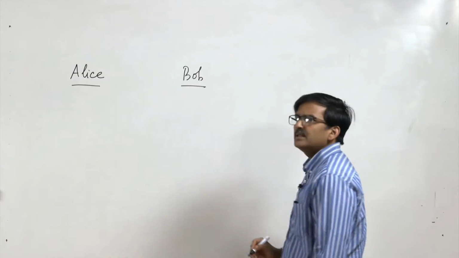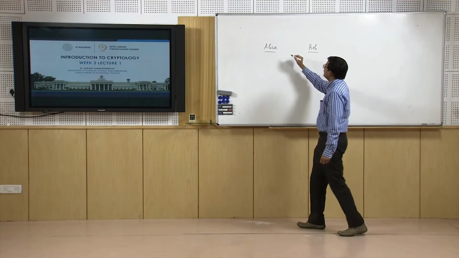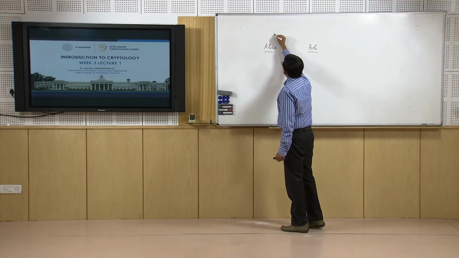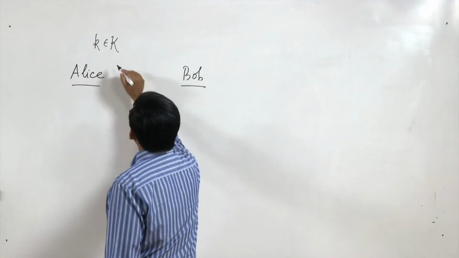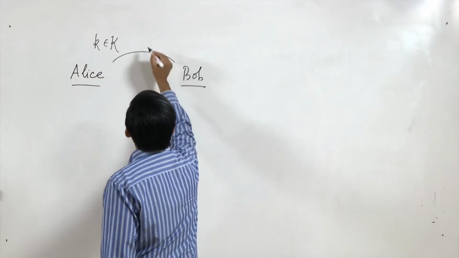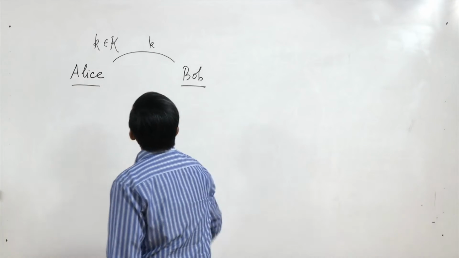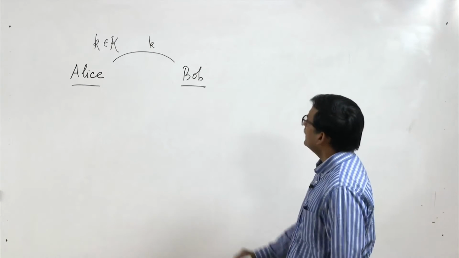Now, what Alice does is that she chooses a key from the key space and transmits it to Bob by a secret channel.